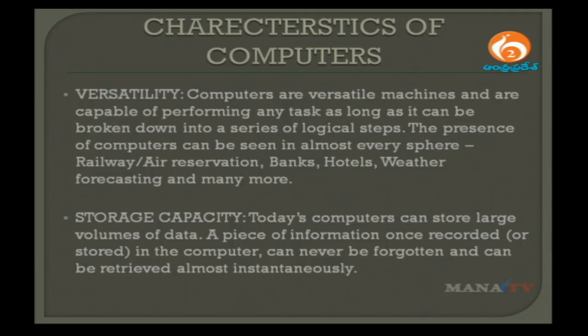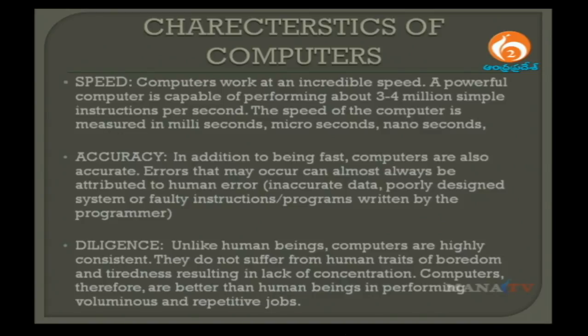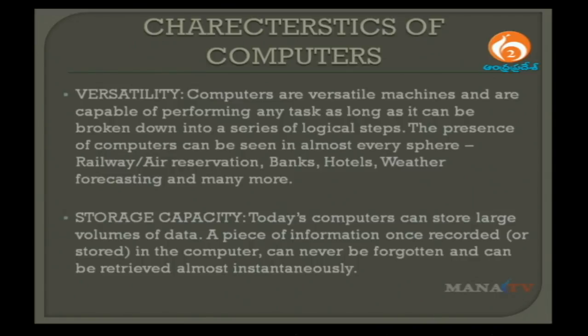So a computer's last characteristic is storage. It can store any kind of data anywhere, and you can view it anytime without any questions. Right. So now let us review all the 5 points as I have told you. The first characteristic of a computer is speed. The second is accuracy. The third is diligence. The fourth is versatility, and the last one is storage capacity.